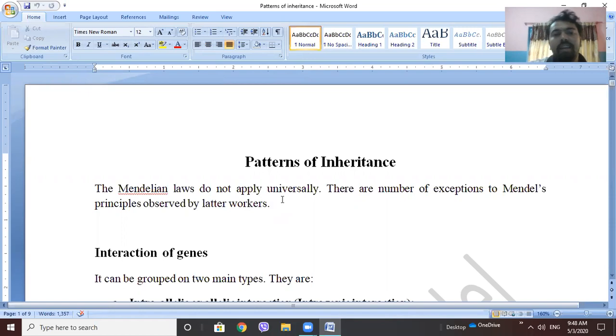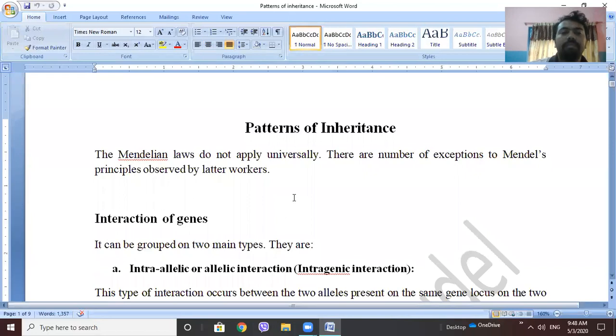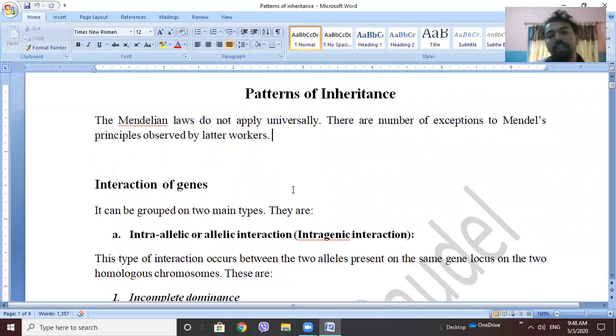So Mendelian laws are universal, in the sense that transmission happens by that model everywhere, but that is not the case. So it doesn't apply universally, and we will look at why. A few examples will be delivered. So there are a number of exceptions to Mendel's principles observed by later workers. After Mendel finished his work, later workers and others repeated the same experiments, but there were some astonishing findings, some of which we will be describing in today's lecture.